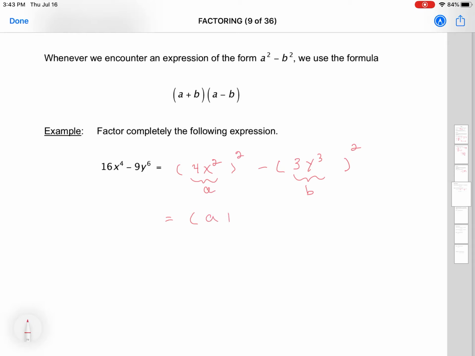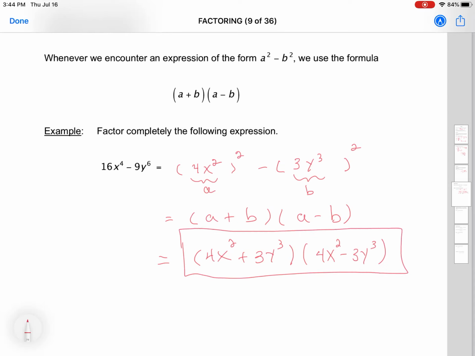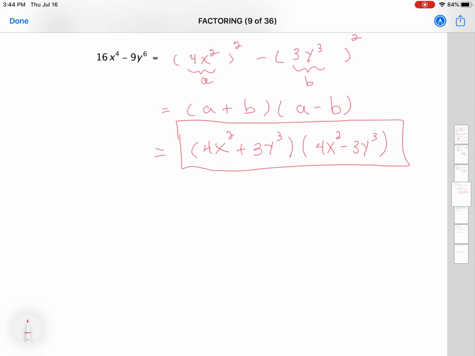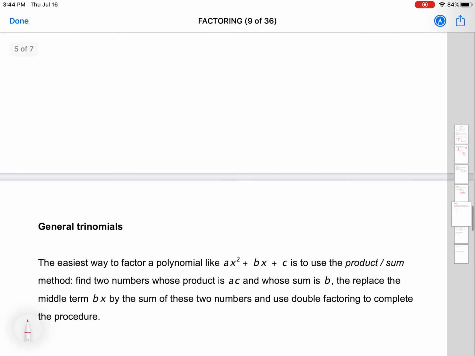And all I got to do now is apply the formula a plus b times a minus b. So that takes me where? That takes me to 4x squared plus 3y cubed, and the same thing with the minus: 4x squared minus 3y cubed. C'est tout. That's it. That's all. Final answer. Difference of squares.